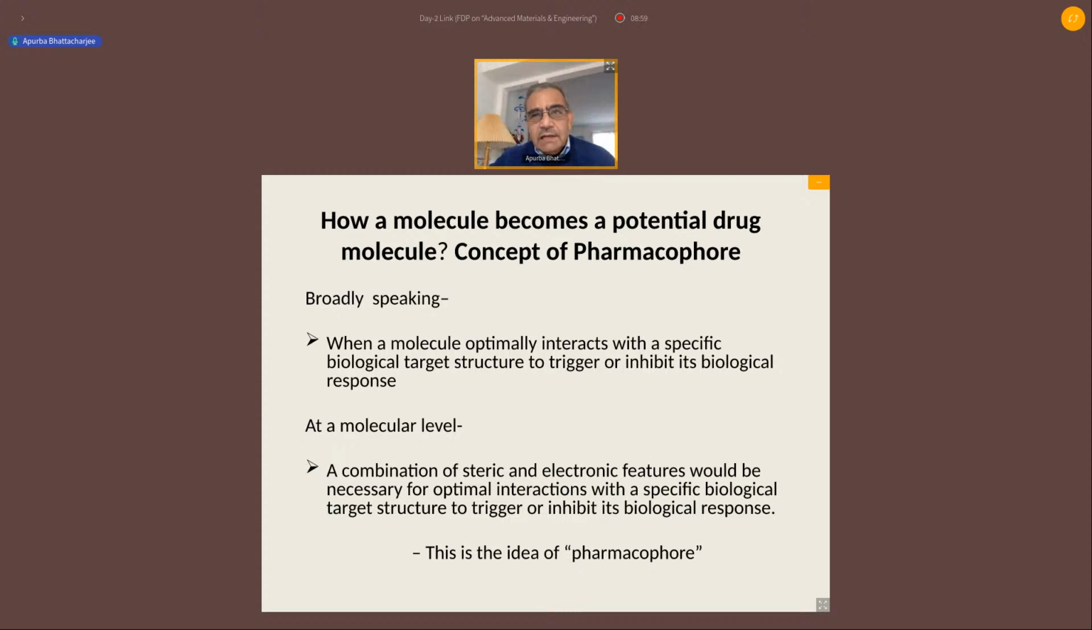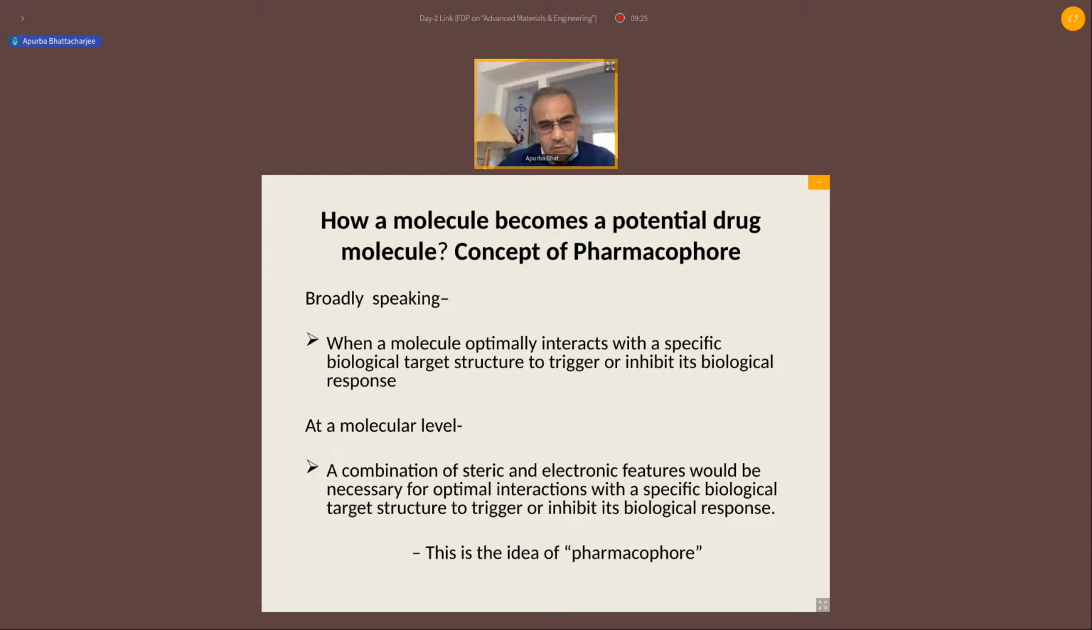In the other case, we know there are some compounds which work against a disease. Since the molecule is working against that disease, we obviously understand that the molecule must be optimally interacting with the disease-specific structure to trigger or inhibit the biological response.